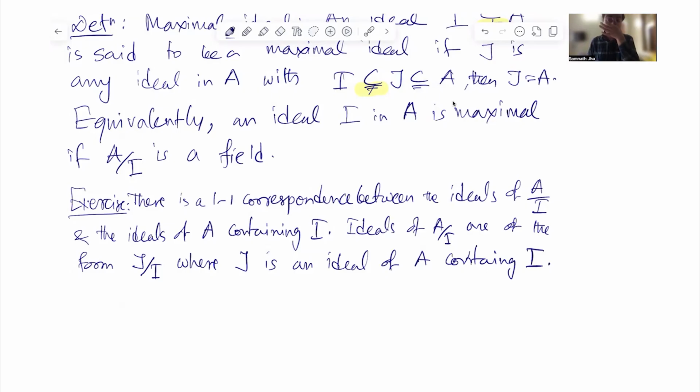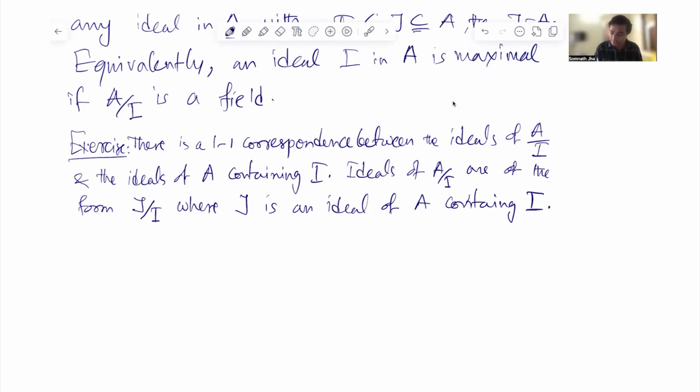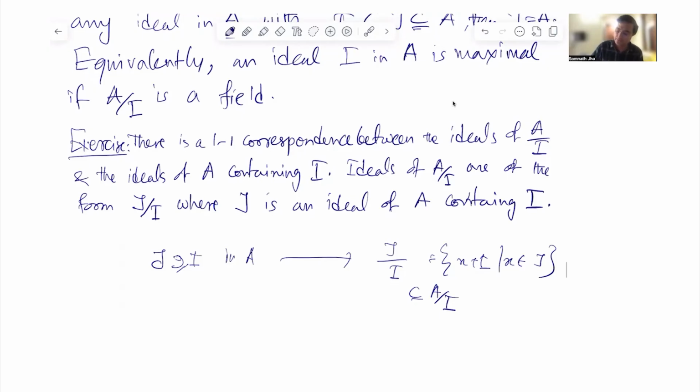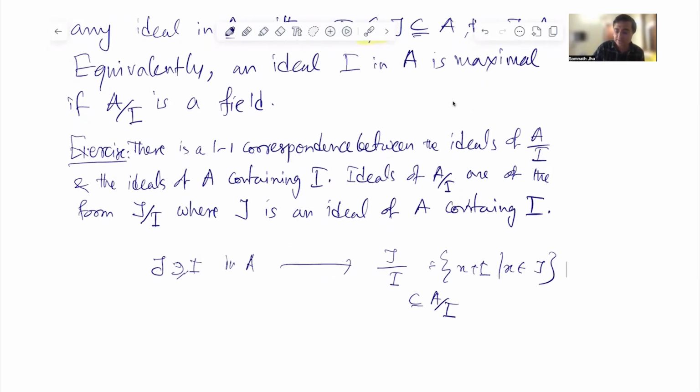So every ideal of A mod I is of the form J mod I. If you have an ideal J of A containing I, then you send it to J mod I, which is the set of x plus I where x belongs to J. This is an ideal inside A mod I. Conversely, if you have an ideal in A mod I, you look at its inverse image in A. That inverse image will be an ideal, and the ideal in A mod I will be of the form J mod I, where J is that ideal back in A. This gives the one-to-one correspondence.